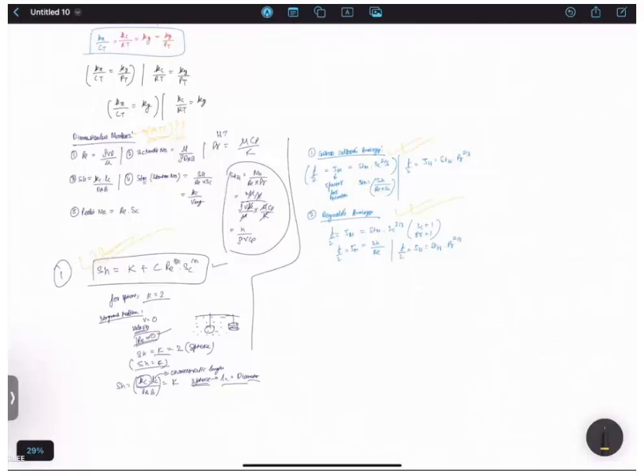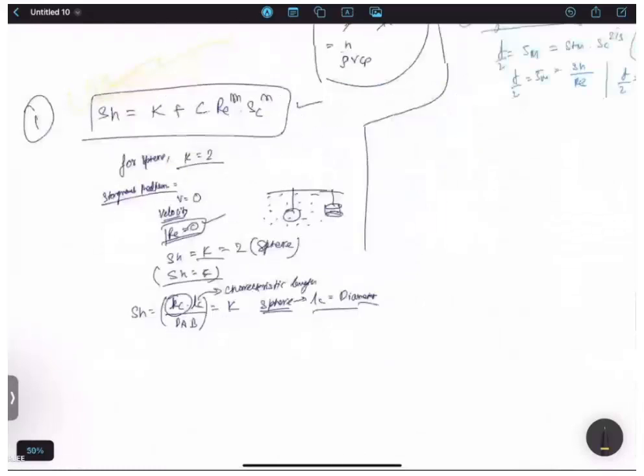The next topic, our two film theory, we can cover under absorption and stripping. Other than this, some theories of mass transfer are there: film theory, penetration theory, and surface renewal theory. So I'll just write down what is the important part. The derivation and all these things, we cannot go into.